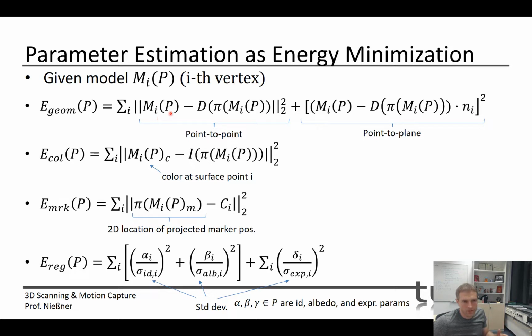Its position is determined based on the parameters P, and you're comparing it by looking up the depth map at this position. Sorry, you have the 3D point of the vertex, you're projecting it into the image, and you're looking up the depth map. This is what this is doing, right? This is a vertex in 3D space. You're projecting into the depth map, and then you're looking up the depth map value, and then you're getting a position at this depth map value, and you're comparing it with the vertex position. This is just the point to point.